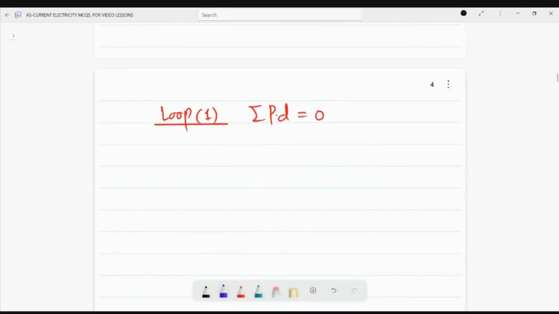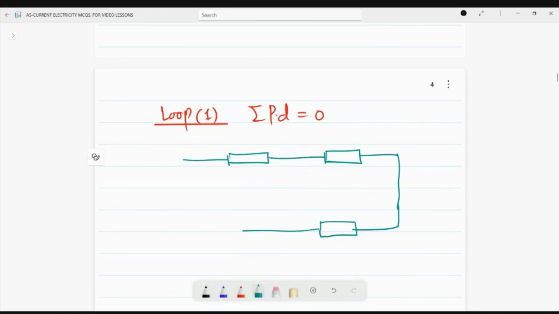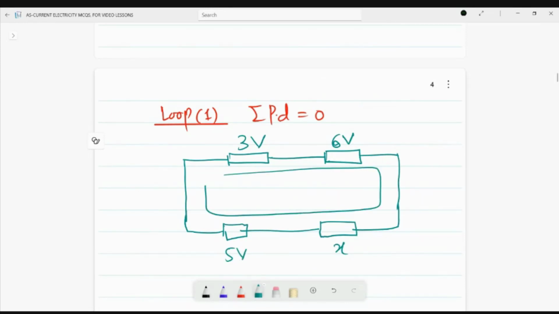So I was saying that when the voltages across all of these are equal to 0, just select two resistors as load and two resistors as source. In this loop I have these voltages: this is 3 volts, this is 6 volt, this is X volt, and this is 5 volt. So I can say that the current in all of them is going to be 0.